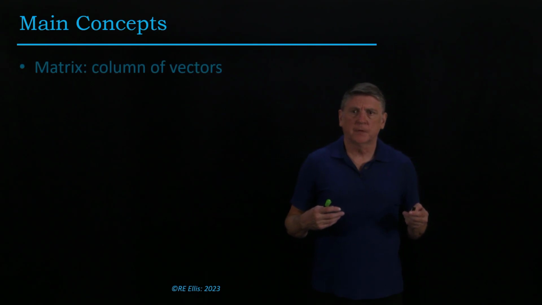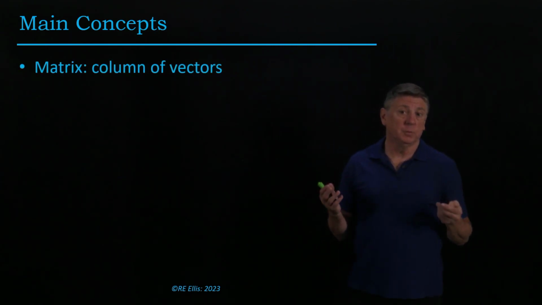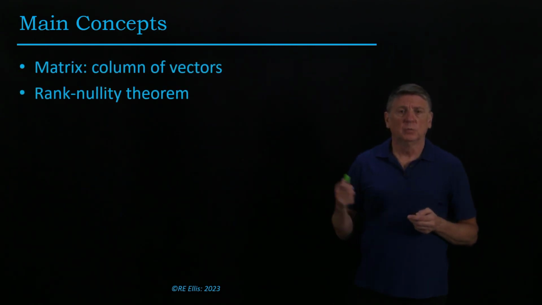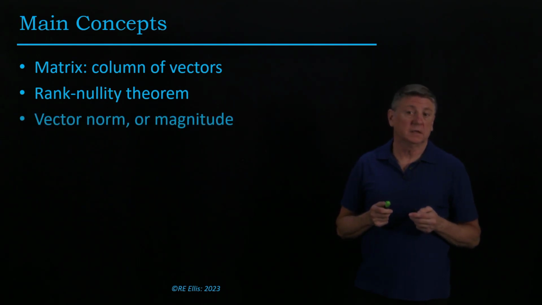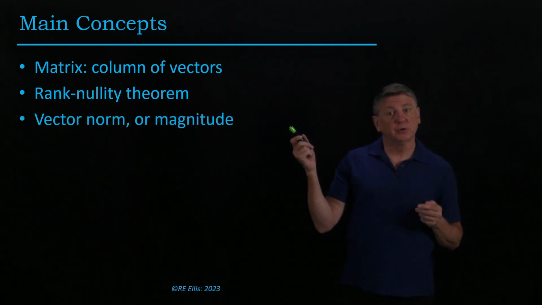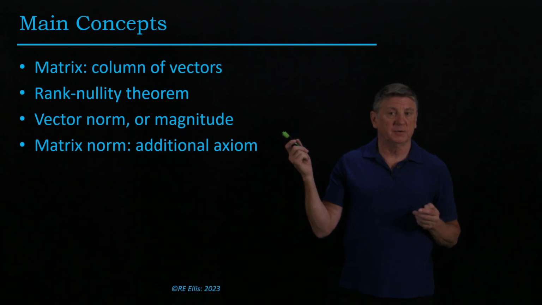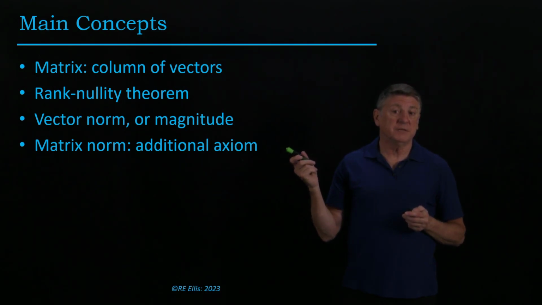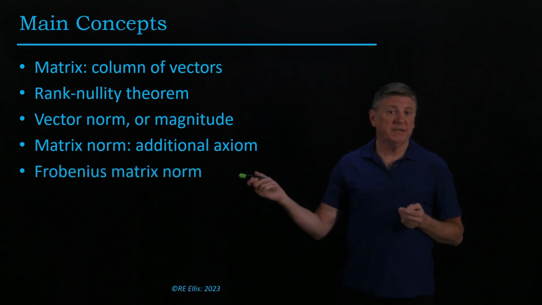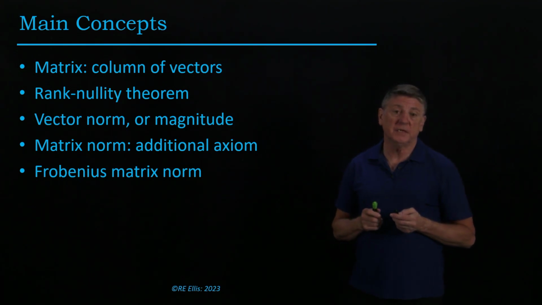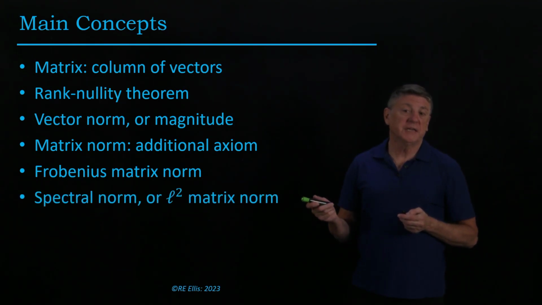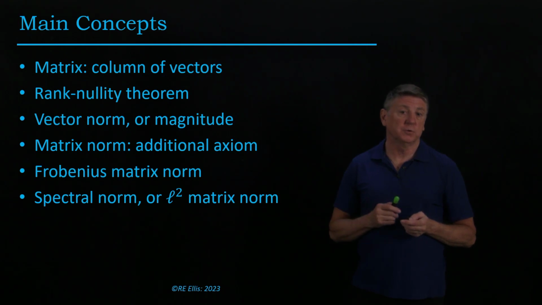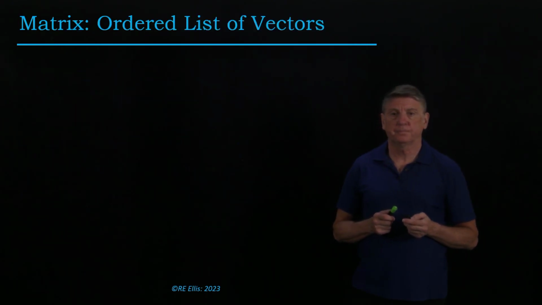In this session, we'll review some of the prerequisite materials for nonlinear data analysis, and in this one, we'll review matrix norms. So the main concept is that we view a matrix as a column of vectors. We'll briefly state without proving the Rank-Nullity theorem. We'll recall a vector norm, which is also called a vector magnitude, and then we'll recall a matrix norm. And the main kind of matrix norm we'll use is called the Frobenius matrix norm. We'll mention in passing the spectral norm, also called the L2 matrix norm.